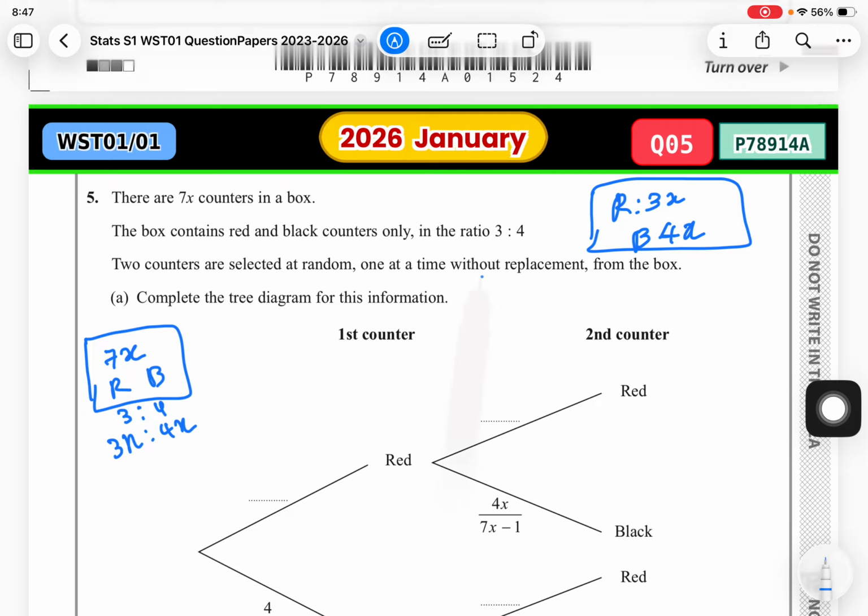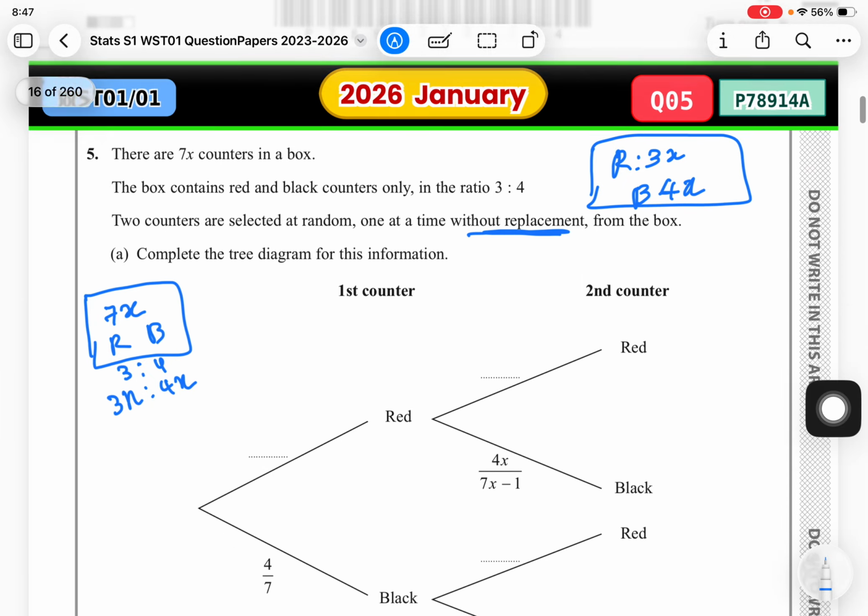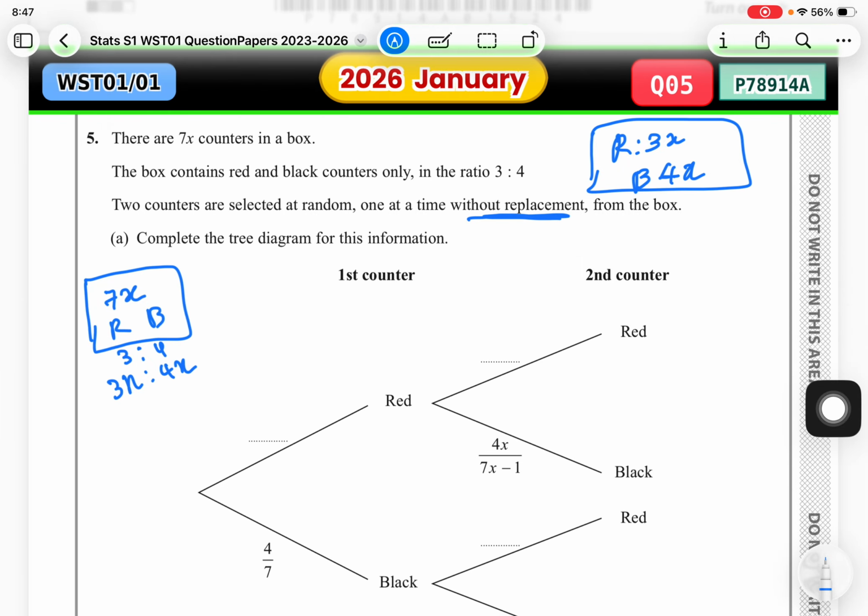The important thing is without replacement. So once you took one, the second probability will start with 7x minus 1. The first thing is, if out of this box we want to take a red, that would give you 3x divided by 7x, which is 3 divided by 7. So we have that number.